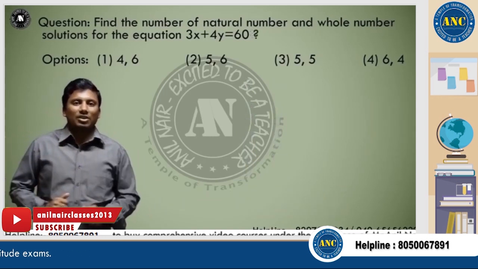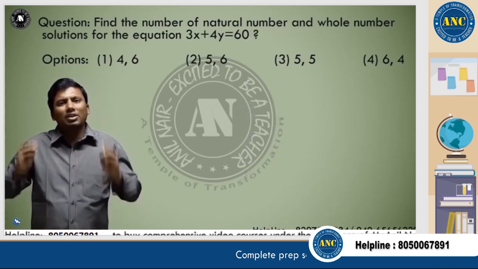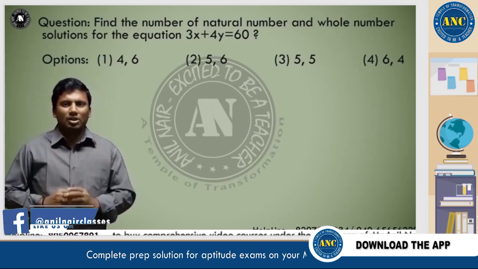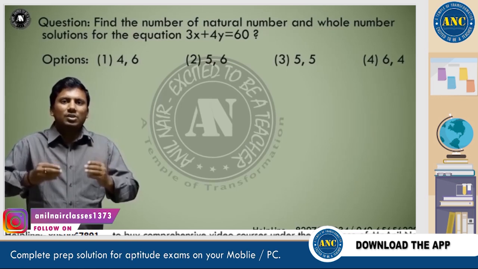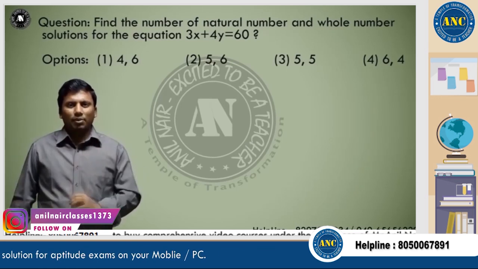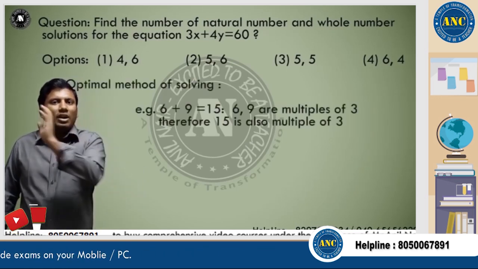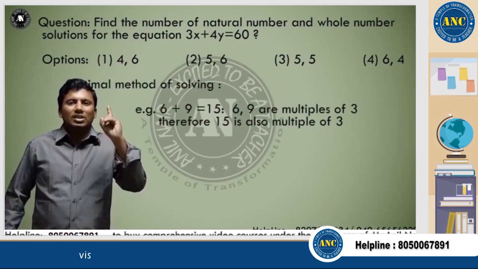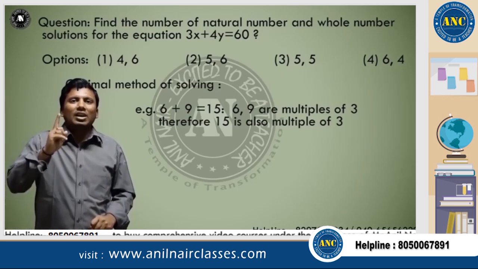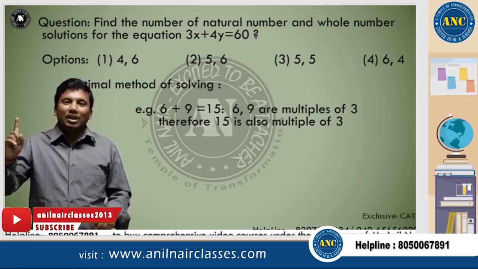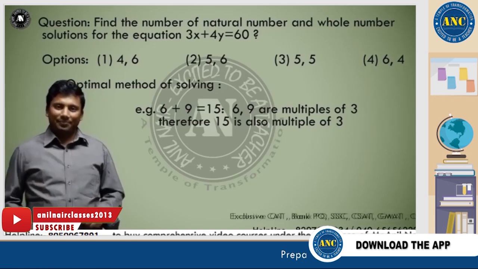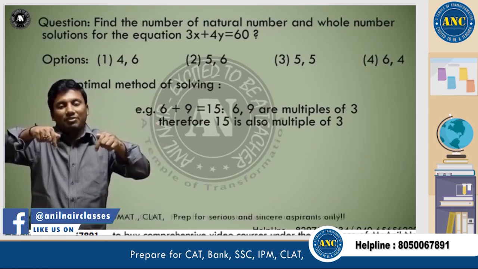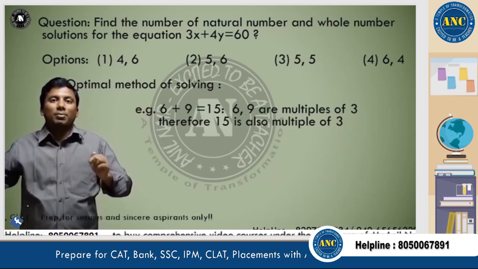Optimal method of solving the question. Now, before solving the question in an optimal way, let us understand a few concepts and then apply the concept to this problem. For example, 6 + 9 = 15. What did you understand from this equation? 6 is a multiple of 3. 9 is a multiple of 3. 15 is also a multiple of 3. That means if you add 2 terms which are multiples of 3, the answer is also a multiple of 3.